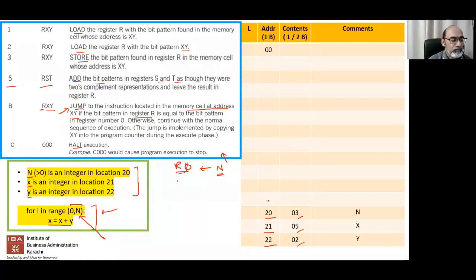We would need to load x as well, because it says it'll leave the result in register R. Okay, so let's load up x into R1. Let's similarly go on. Let's load up y into R2. You'll also need a variable I, which will change. So let's assume that I is loaded into register 3.